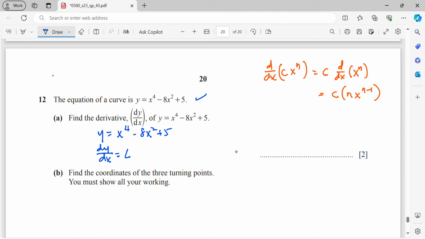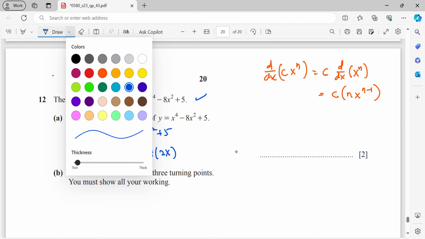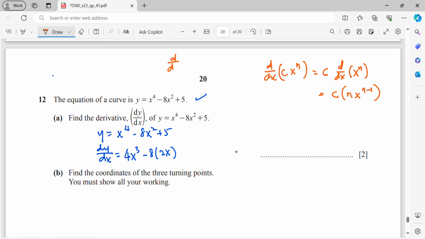So here becomes 4x cubed minus 8 times 2x, then plus 5 becomes 0. For your information, differentiating a constant will be 0. Then when you simplify, you will be getting 4x cubed minus 16x. So that is your answer.